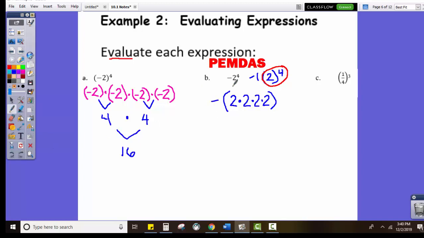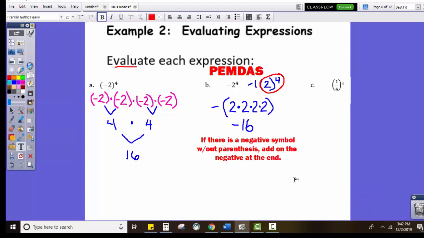And then I'm going to throw the negative out front because I'm going to take care of that at the end. So 2 times 2 times 2 times 2, well 2 times 2 is 4, times 2 is 8, times 2 is 16. So I know this is 16. And then I bring down this negative at the end. So what you need to know is if there's a negative out front without parentheses, just always add it in on the end.